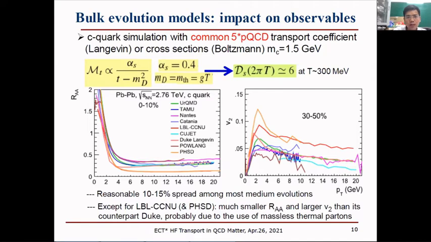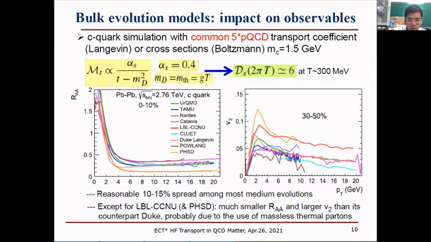To check this, a charm quark simulation with common 5 times pQCD transport coefficients was performed between different models, or using the counterpart of cross section if one uses a full Boltzmann simulation. So with these parameters, the translated charm quark diffusion coefficient was around 6, at 300 MeV. Then we can see, as shown here, for the charm quark RAA, there is a reasonable 10% to 50% spread among the different medium evolutions.